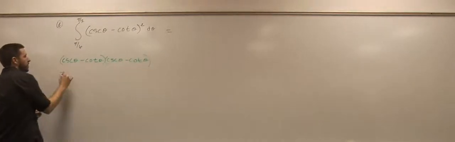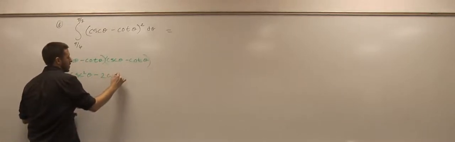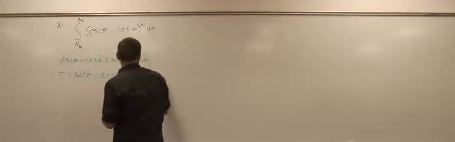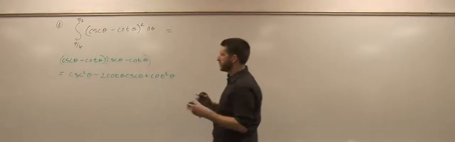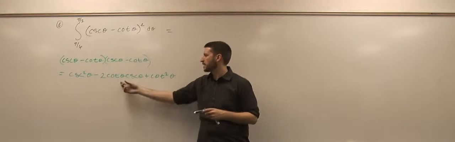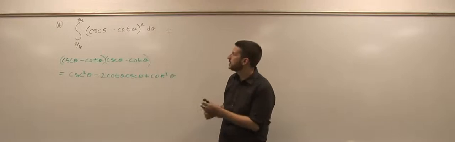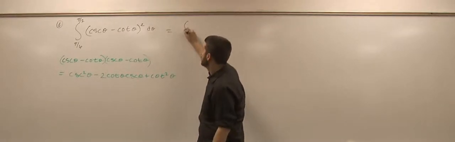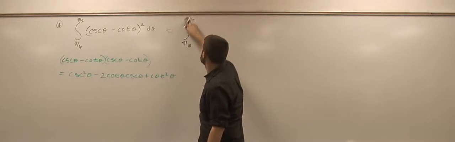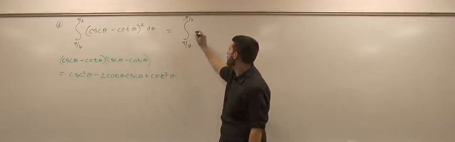And if I'm careful, I'll probably get cosecant squared theta minus 2 cotan cosecant plus cotan squared theta. If you FOIL it out, the middle terms, because of the same sign, end up collecting. And then the squares are on the ends. So pi over 6 to pi over 2. But then instead of writing this, I'm going to write the expanded version.